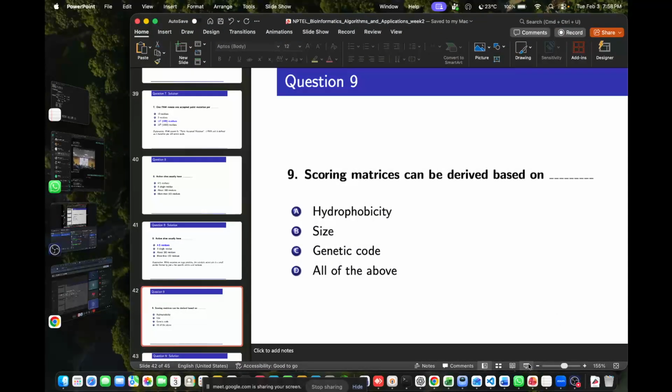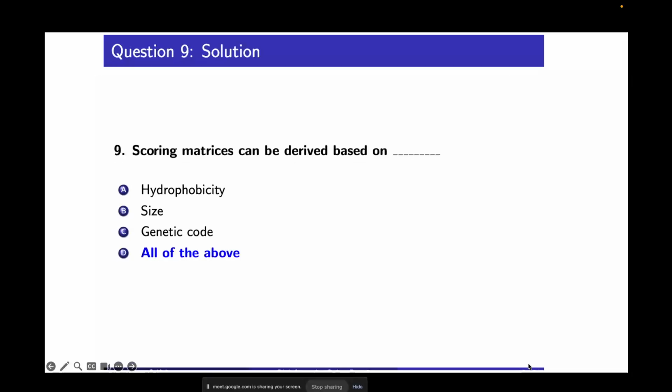Yeah, the answer is all of the above. It is dependent upon what question you are trying to answer. Are you trying to answer whether these two sequences are similar or dissimilar because of evolutionary constraints? Or are these two sequences similar or dissimilar because the amino acid residues are completely different in nature? So the type of question that you are trying to answer will determine what kind of scoring matrices you use. But you can generate a scoring matrix using any of the properties of the amino acids.